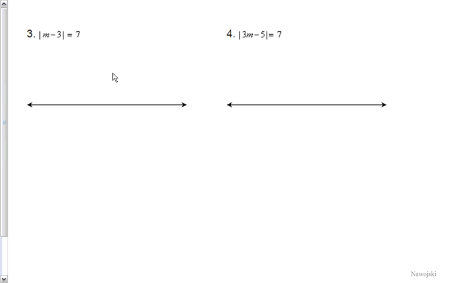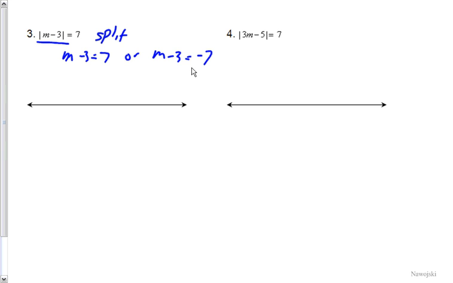Okay. M minus 3's absolute value equals 7. Notice how the absolute value is already by itself. Right? Nothing on it. That's all it is. The absolute value part is already isolated. So at this point, we do our split. Okay. So M minus 3 equals 7, or M minus 3 equals -7.